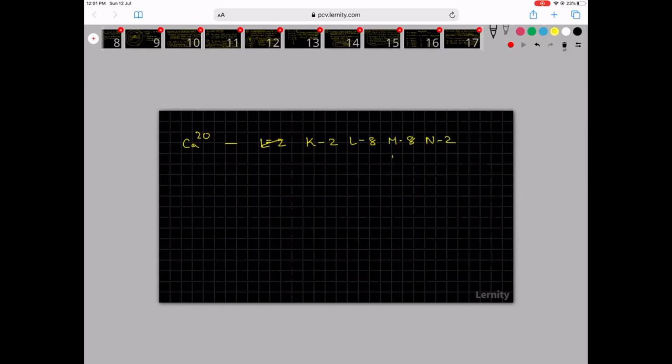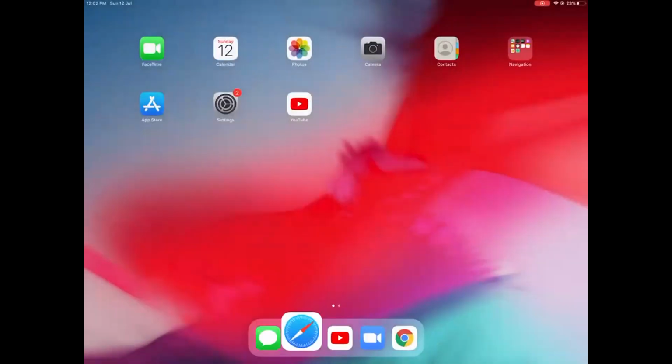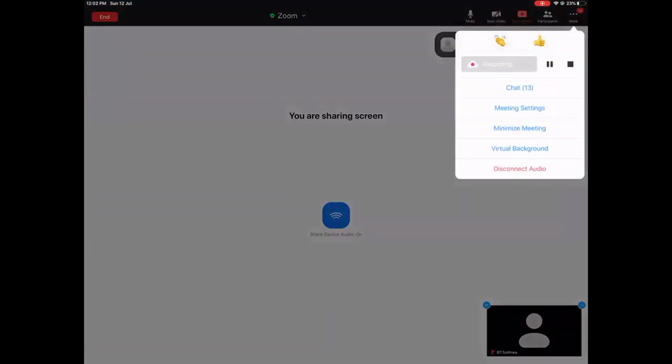Why? Because it cannot be M equal to 10. We have already seen the maximum number of electrons in the outermost shell will be 8. So if it is more than that, it won't be there. So what will happen? M will become 8, then N will become 2. Like this, you have to write the electronic configuration of elements up to 40. Please try to write it. We will work on this in the next class.